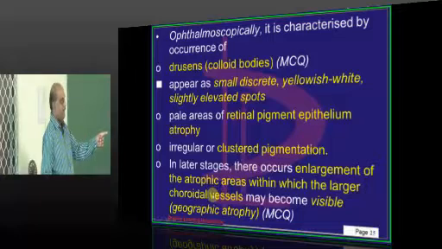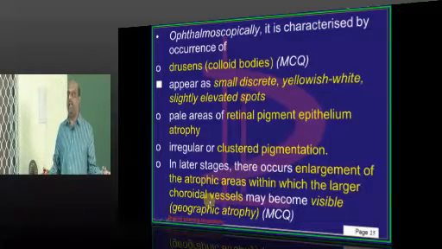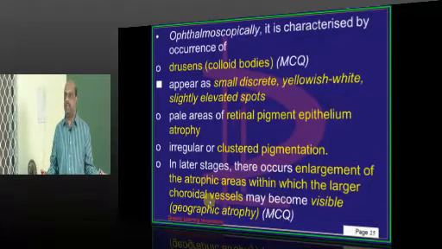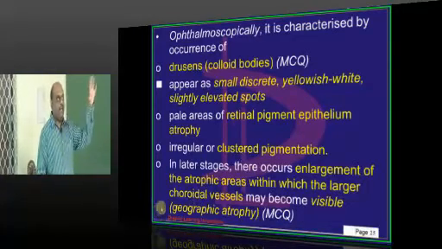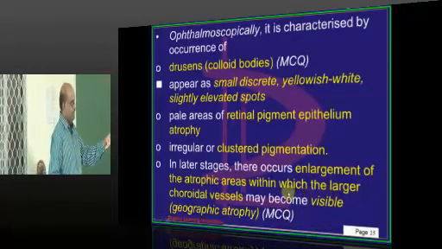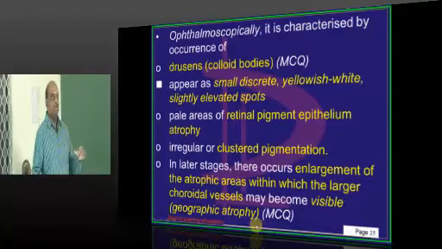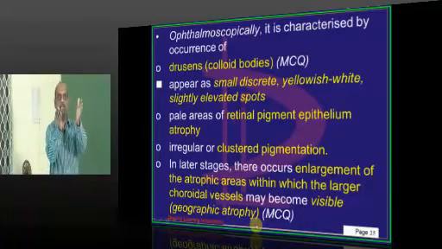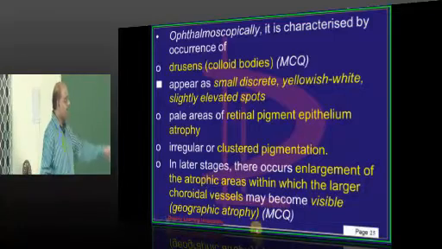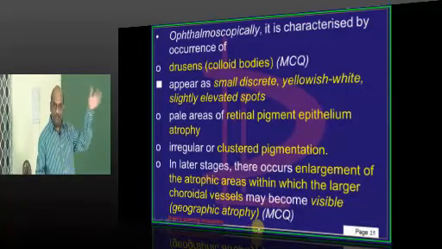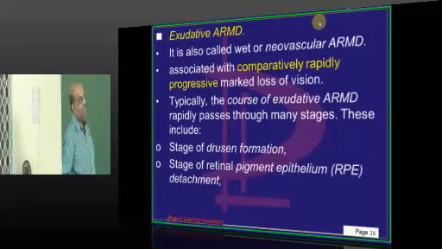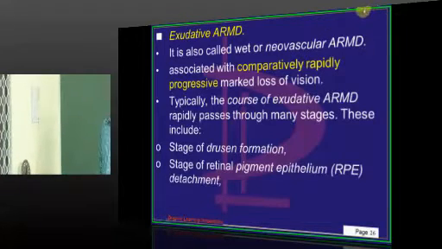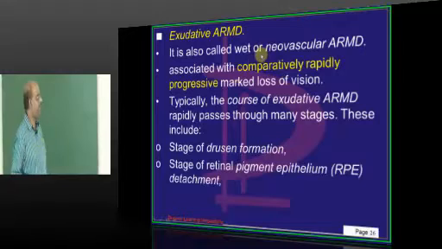And why is it called the geographic variety of age-related macular degeneration? Because when you look through the fundus, there will be enlarged atrophic areas within which the larger choroidal vessels will be seen, and that typically gives that geographic atrophic appearance. That is what needs to be remembered. Then what is the lesser variety? Exudative type is the lesser variety.